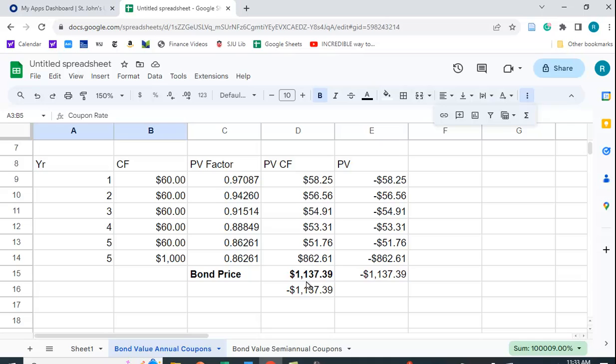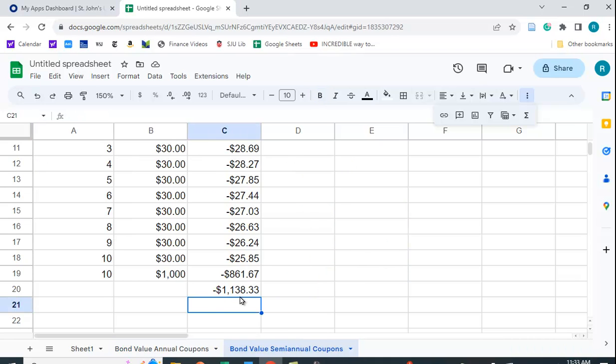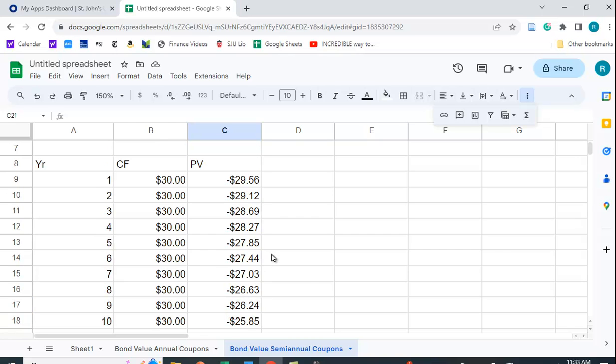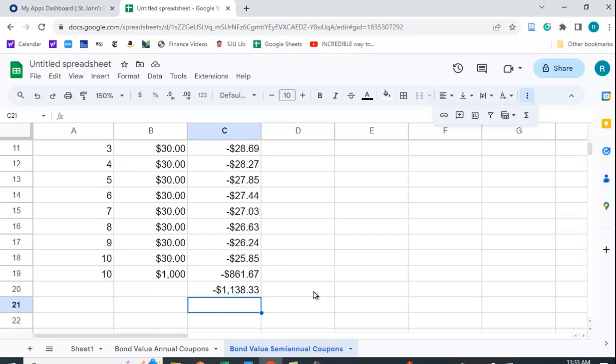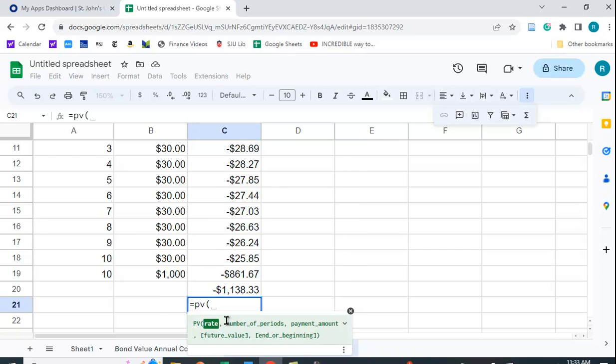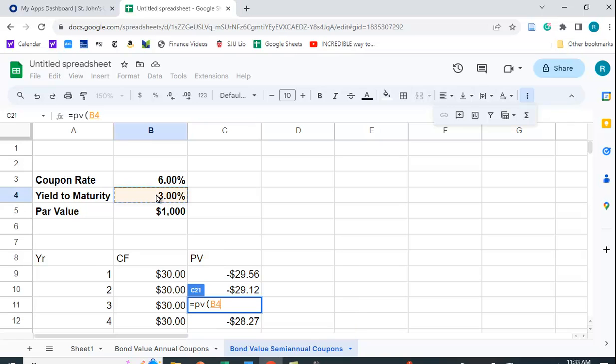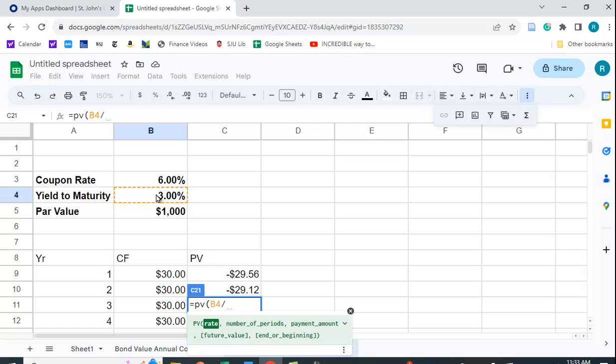This one's $1,137.39. This is $1,138.33 because you have different compounding. So slightly different answer when you have semi-annual compounding. And if you want to use the PV function and account for the annuity, again, same thing, 3%. We don't have to lock the cell because we're not copying down. Divided by 2. Number of periods would be, in this case, 10.